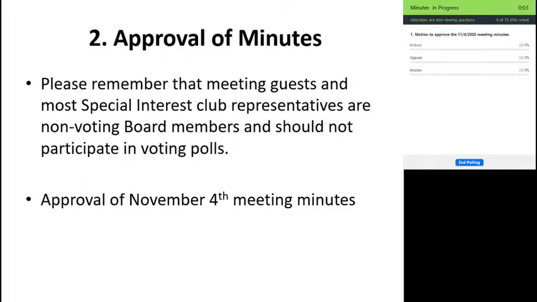And so again, those of you who are voting board members are able to vote now. If you're a non-voting board member, please just ignore the window for now. And then I will give it another 20 seconds or so for people to finish voting.